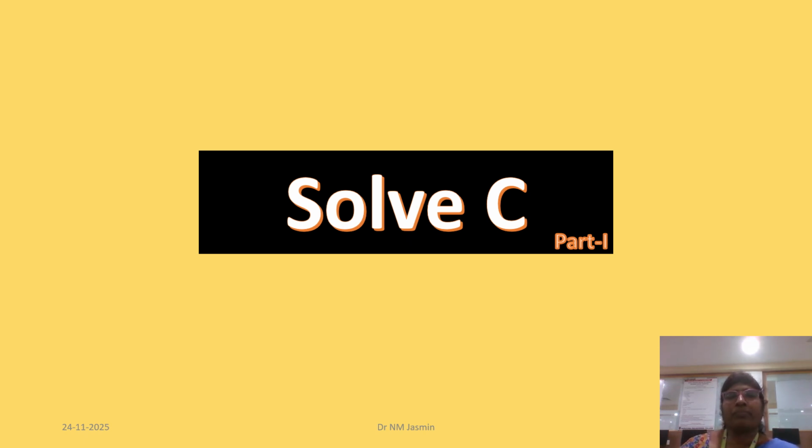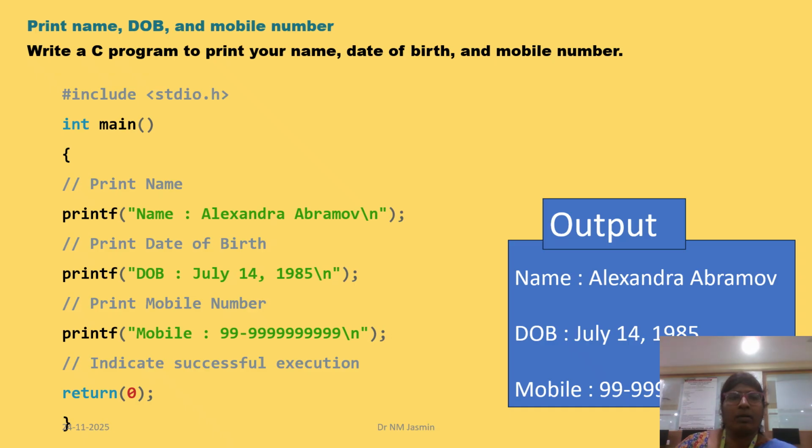Hi students, today I am going to discuss a basic C programming for beginners. See, if you want to print a name, date of birth and mobile number, a simple program, let me explain. Write a C program to print your name, date of birth and mobile number.